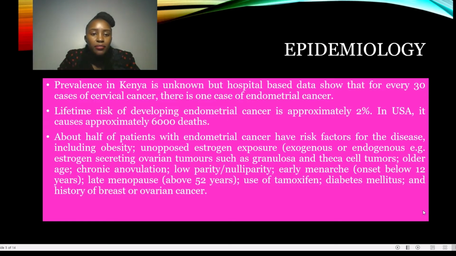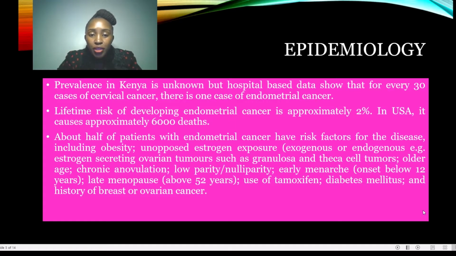On epidemiology, the prevalence of endometrial cancer in Kenya is unknown, but hospital-based data show that for every 30 cases of cervical cancer, there is one case of endometrial cancer. The lifetime risk of developing endometrial cancer is approximately 2% in the USA, with approximately 6,000 deaths annually.